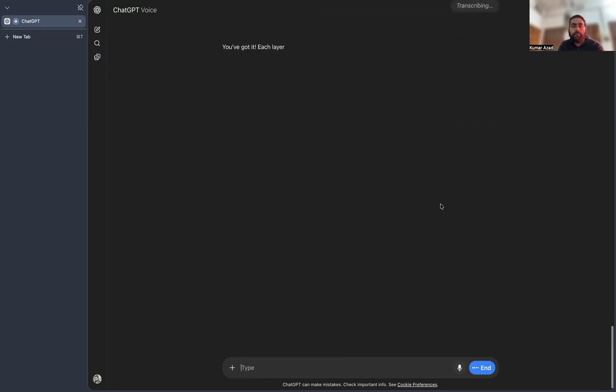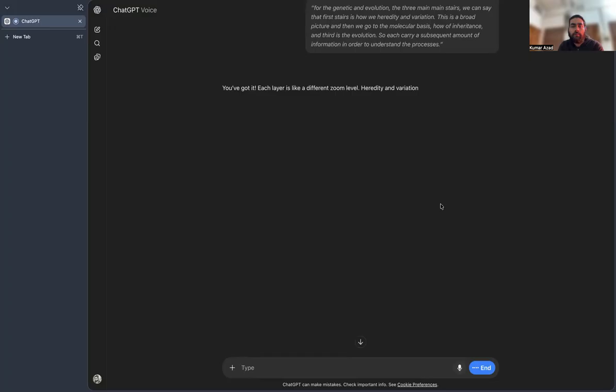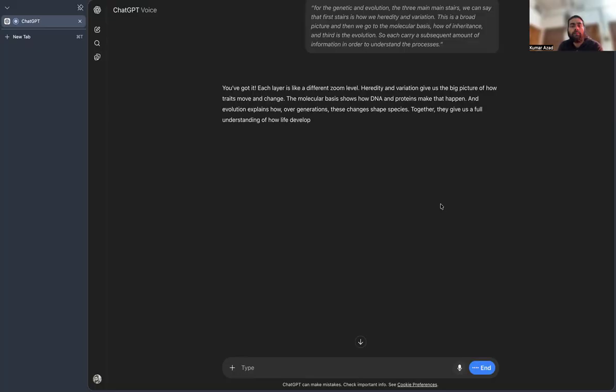You've got it. Each layer is like a different zoom level. Heredity and variation give us the big picture of how traits move and change. The molecular basis shows how DNA and proteins make that happen, and evolution explains how, over generations, these changes shape species. Together, they give us a full understanding of how life develops and adapts.